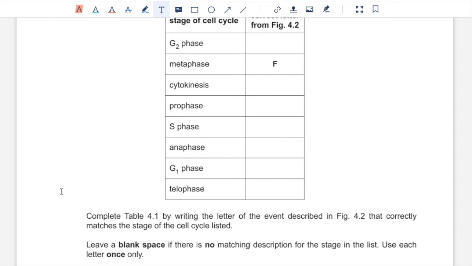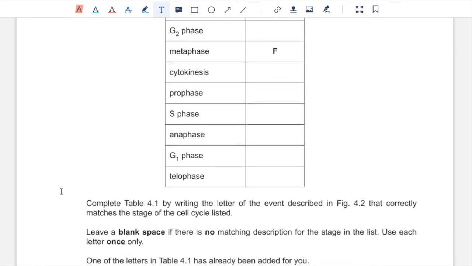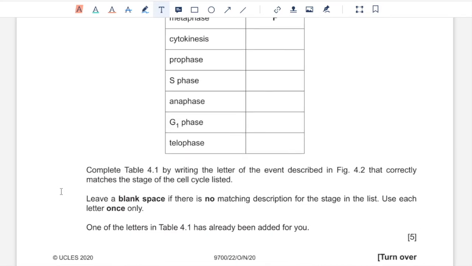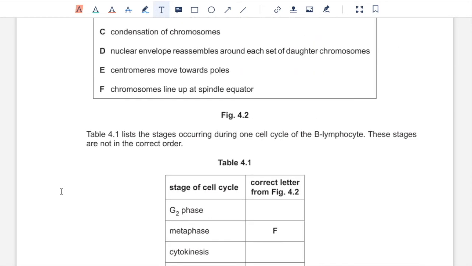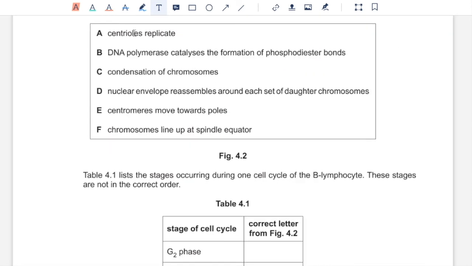Complete Table 4.1 by writing the letter of the event described in Figure 4.2 that correctly matches the stage of the cell cycle listed. Leave a blank space if there is no matching description for the stage in the list. Use the letter once only. One of the letters in Table 4.1 has already been added for you. G2 phase: A, centrioles replicate during G2 phase.